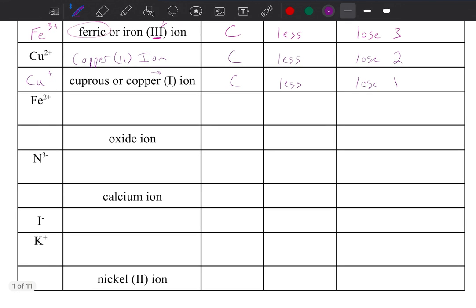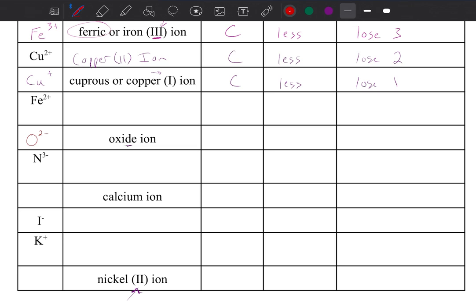Now, everything else is pretty straightforward. Nickel is another transition metal. We know that because of the Roman numeral that we have right there. The only other tricky one might be this oxide ion. Again, since it says "ide" at the end, we know it's going to be negative. So we write O 2 negative because of where it is on the periodic table.